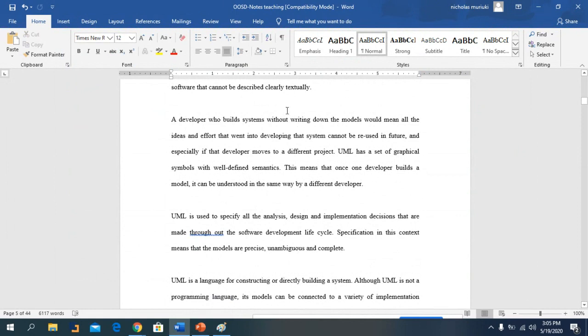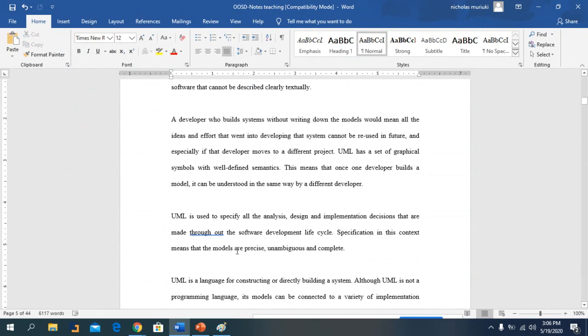That's why we are saying that everyone who builds a system without writing down the model would mean all the ideas and efforts are lost, and that system cannot be used in the future. So you need to write the model. Even if I die today, you can still use it. That's why in the projects that you do, we need documentation. Because if somebody comes and says this system was not done the way it was supposed to be done, let us present this system in another way. So you need to present that.